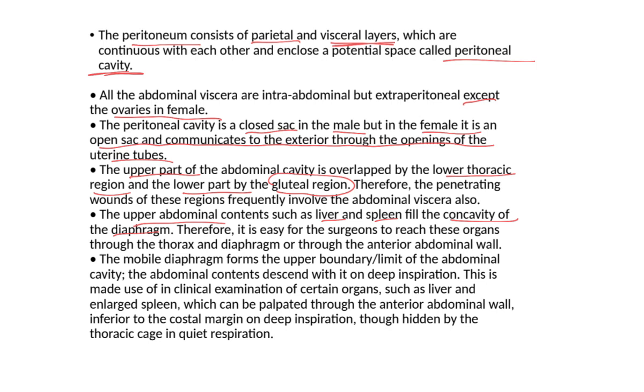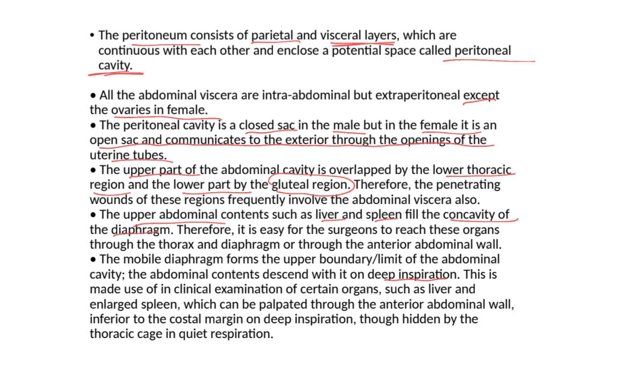The abdominal contents descend with it on deep inspiration. This is made use of in clinical examination of certain organs such as liver and enlarged spleen, which can be palpated through the anterior abdominal wall inferior to the costal margin on deep inspiration, though they are hidden by the thoracic cage in quiet inspiration.